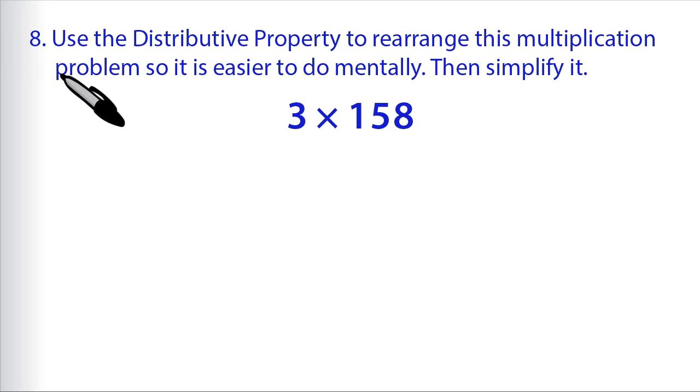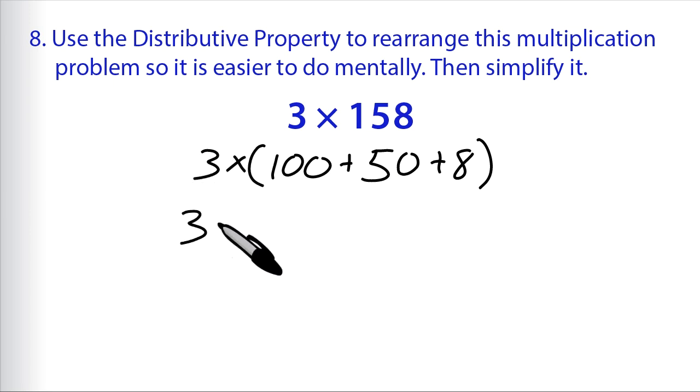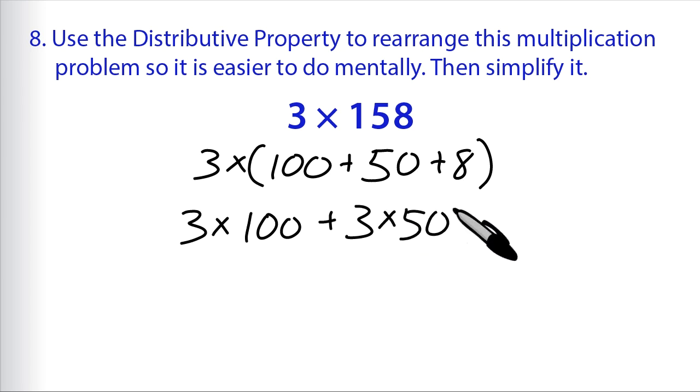And finally, for problem 8, we need to use the distributive property to rearrange this multiplication problem so it is easier to do mentally, then simplify it. We have 3 times 158. When we write this in expanded form, since there are 3 digits, we're going to end up with 3 members of the group. So we'll have 3 times the group, 100 plus 50 plus 8. Then we just distribute this factor to each member of the group. So we have 3 times 100 plus 3 times 50 plus 3 times 8.